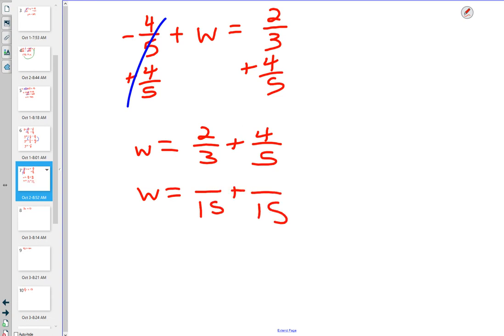So the first 3 became a 15. How? Multiplied by 5. So 2 times 5 is 10. The second 5 became a 15. How'd you do that? By 3. So 4 times 3 is 12. So now when you add fractions, you only add the numerator. The denominator stays the same.